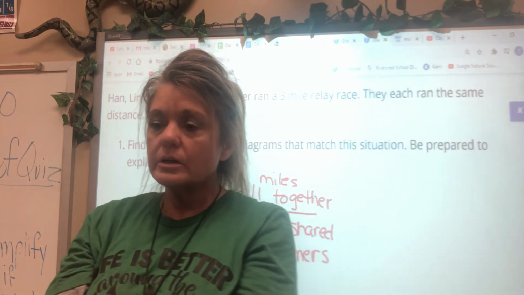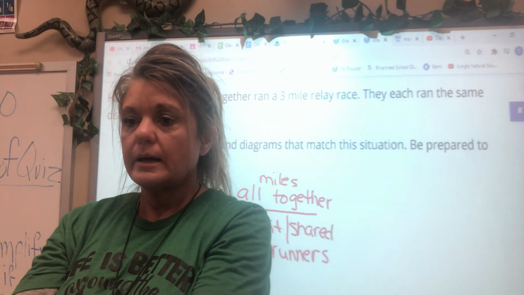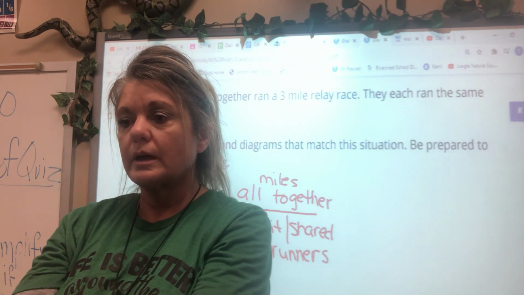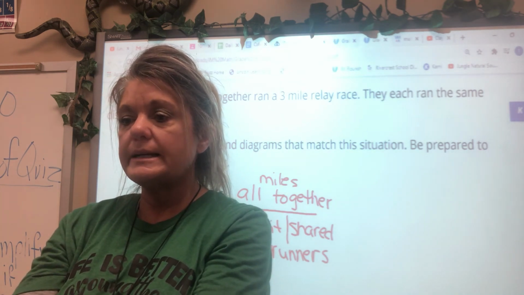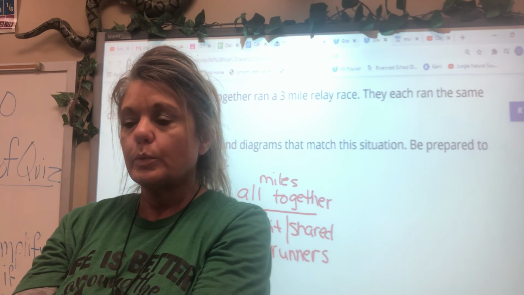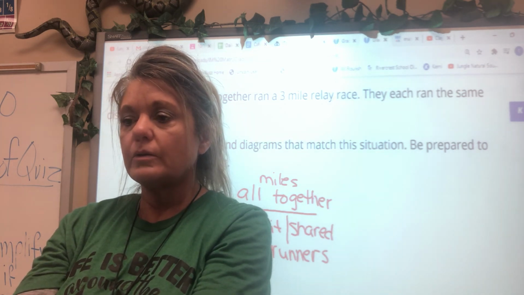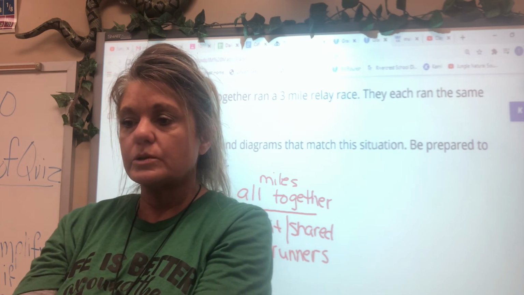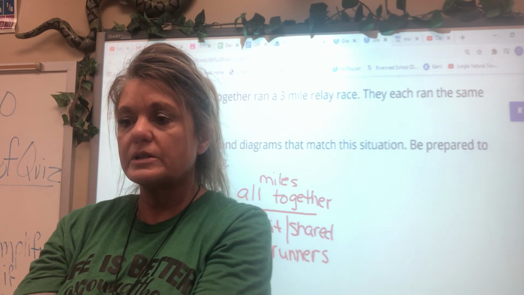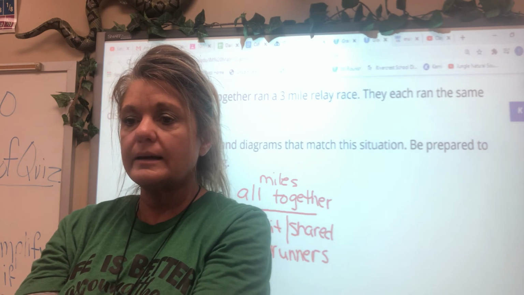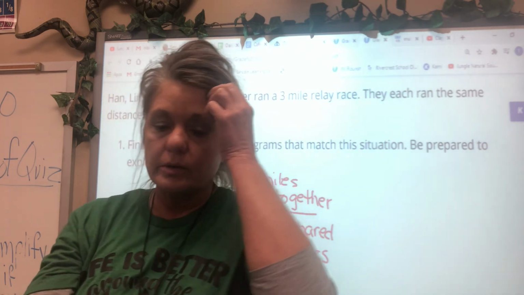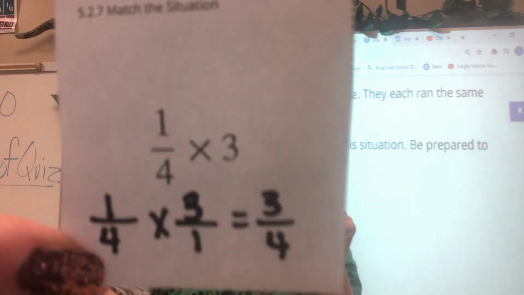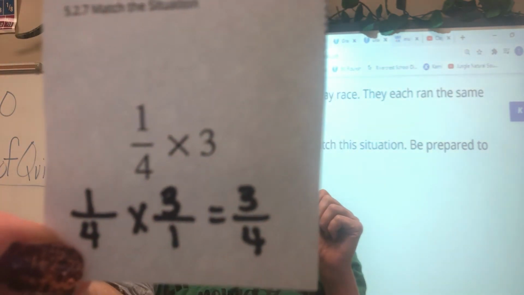So then I took this expression and I had my 1/4, and again I turned my 3 into an improper fraction by putting it over 1. So then I had 1 times 3 is 3, 4 times 1 is 4, so again I ended up with 3/4. So those are the 4 cards that you should have had that matched.